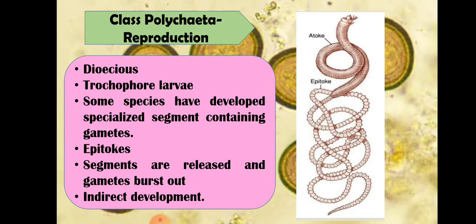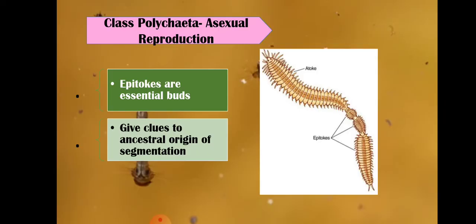So fertilization in this class is usually external in water. So epitokes, segments are released and gametes burst out, and indirect development. So trochophore larvae swim around until they go into adult form by adding segments. So some polychaetes also reproduce asexually. So epitokes are essentially buds, which give clues to the ancestral origin of segmentation. So again, some polychaetes, however, can reproduce asexually by budding.